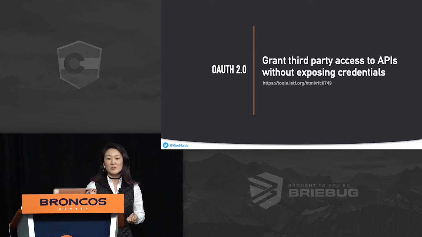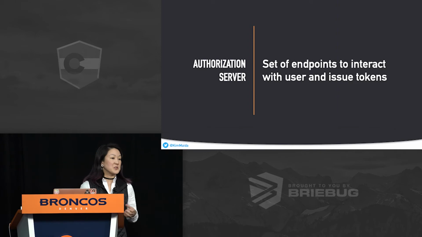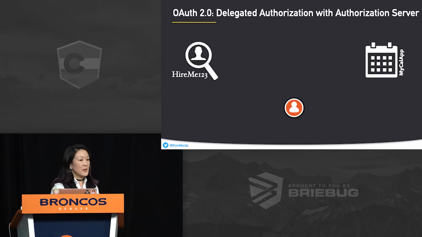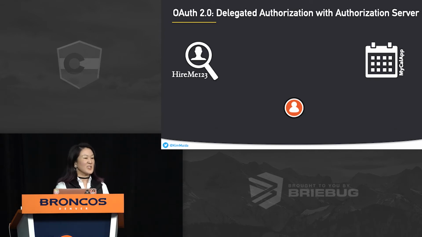And the manner in which this is done is with something called an authorization server. Now, this is really just a fancy word for a set of endpoints whose purpose is to interact with the user and to issue artifacts called tokens. So if we come back to our scenario, what this would look like with OAuth 2 is we have Hire Me, we have MyCal, we have the user in the middle, and now MyCal has this thing called an authorization server.